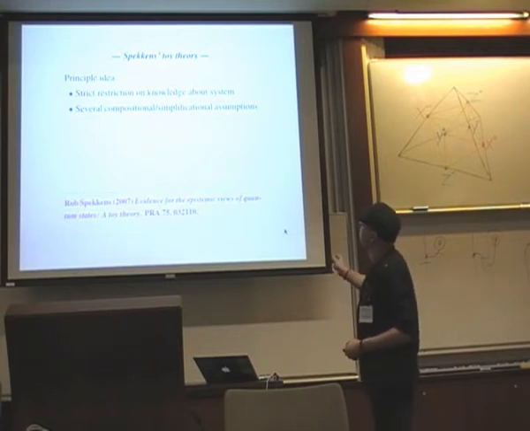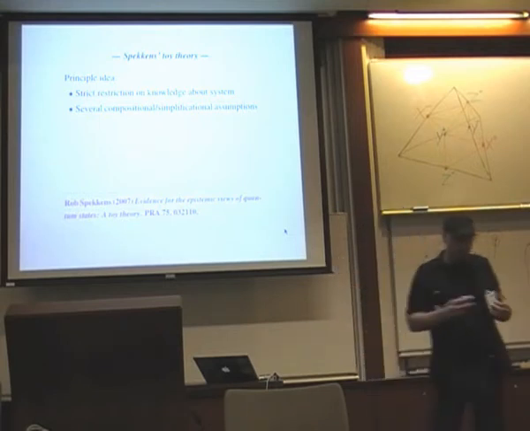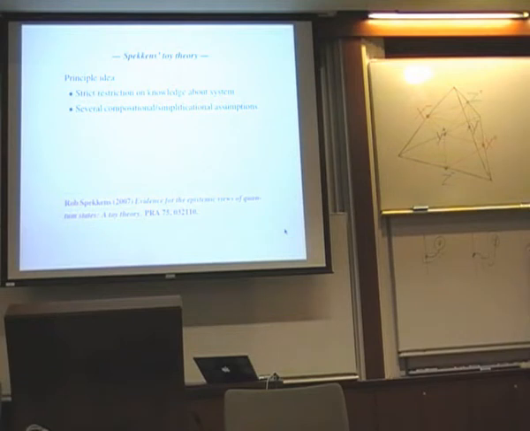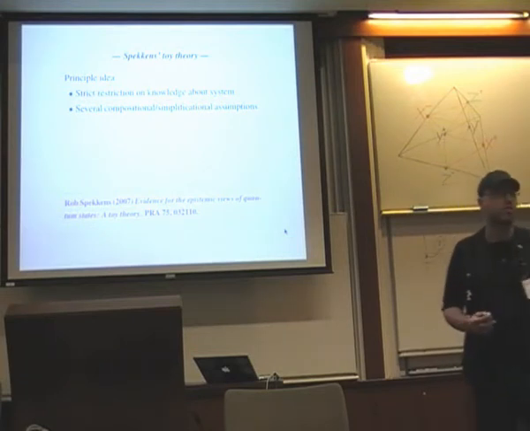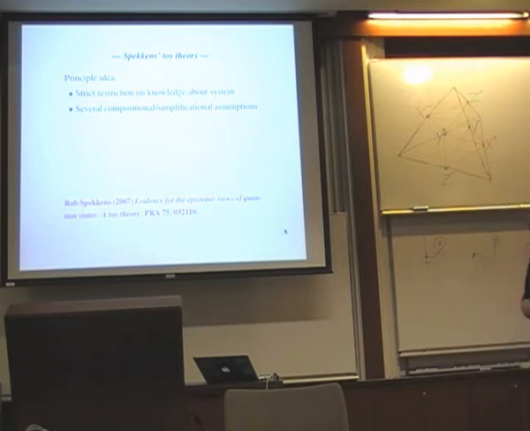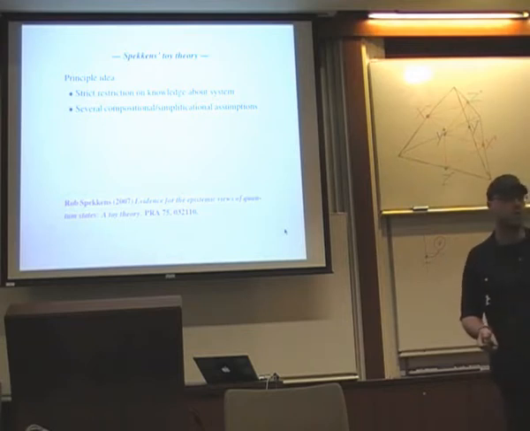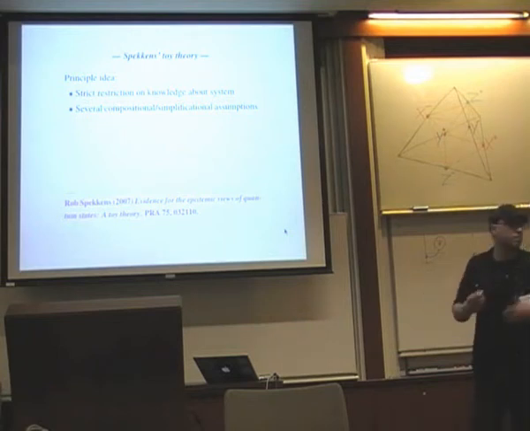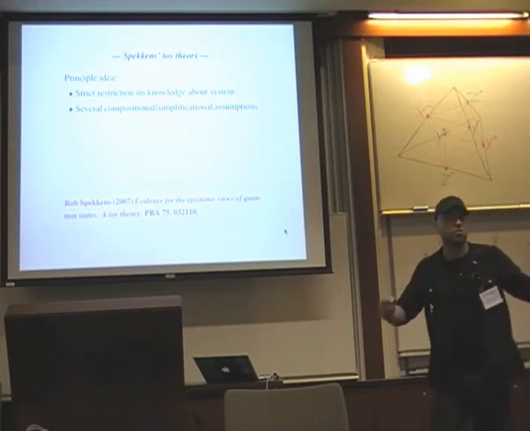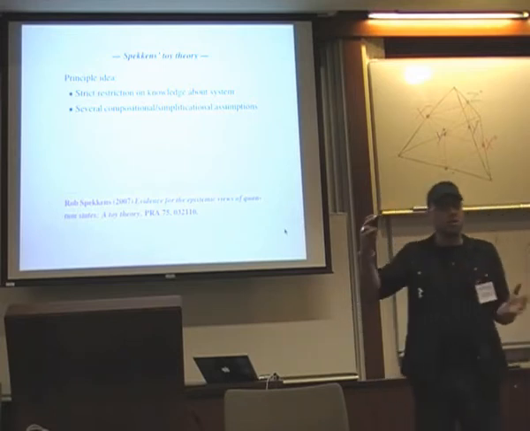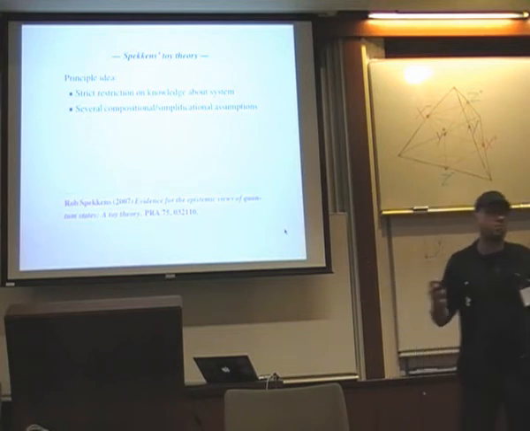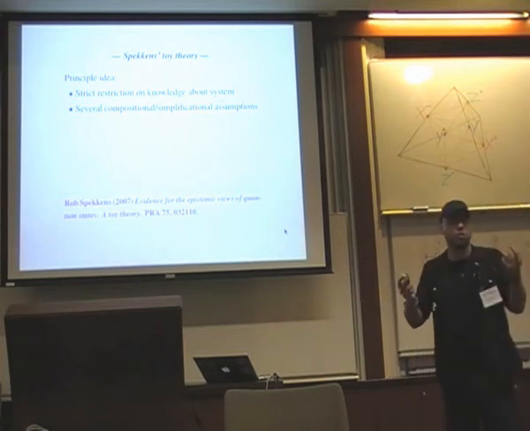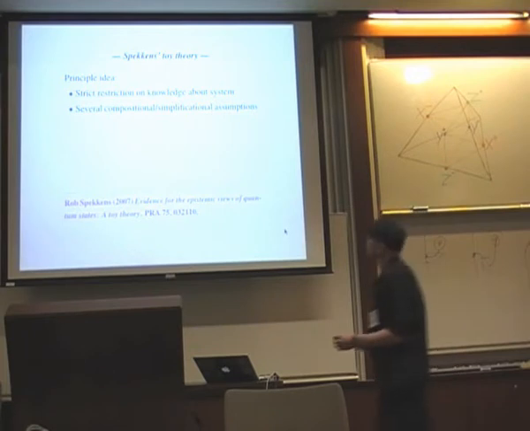So the principal idea is that if we take a set of states, which we call ontic states, which are really about the nature of a system, and then we restrict the knowledge we can have on such a system, then we get quantum type phenomena. Now, he needs to make several compositional and simplificational assumptions to actually get what he gets. His paper is basically 20 pages of construction of his model, a simple model.